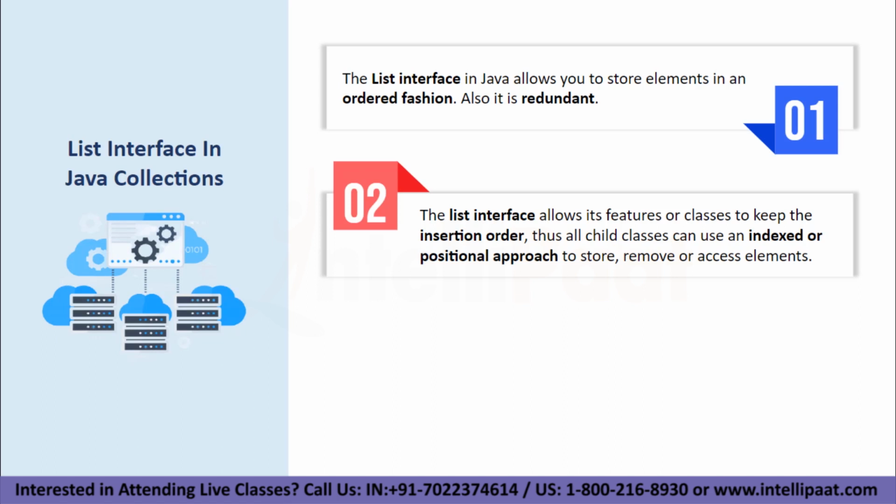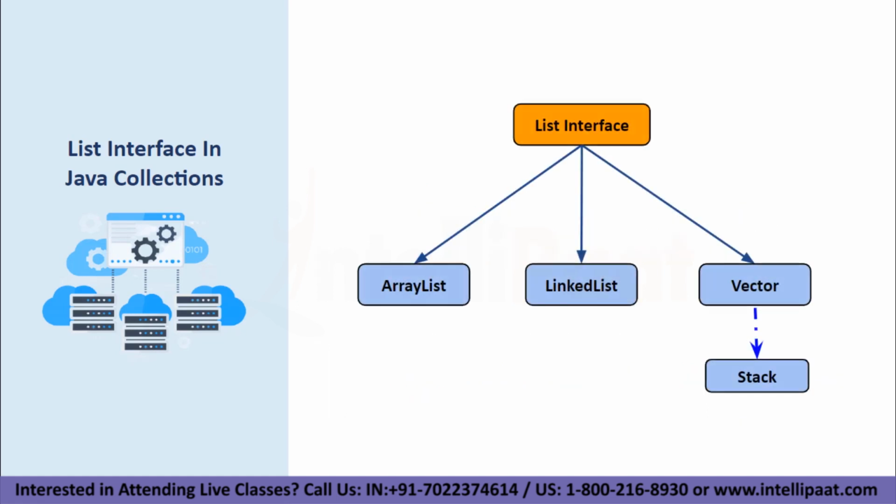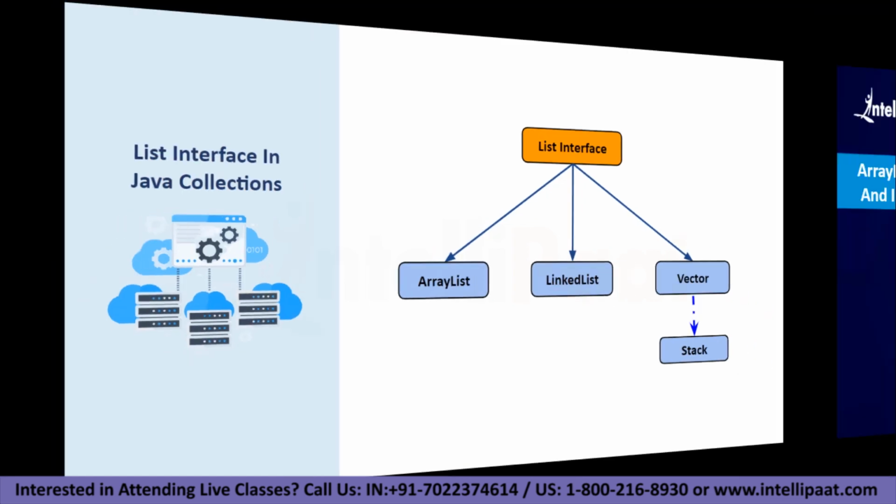You can find the list interface in java.util package and it contains the list iterator method through which we can iterate the list in both forward and backward directions. The classes that implement list interface are Arraylist, linked list, vector, and stack. With this session, we'll discuss and implement all these classes one by one.